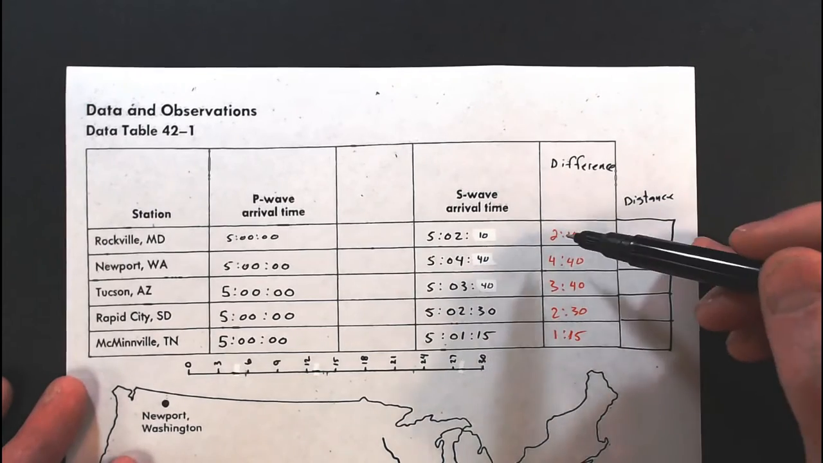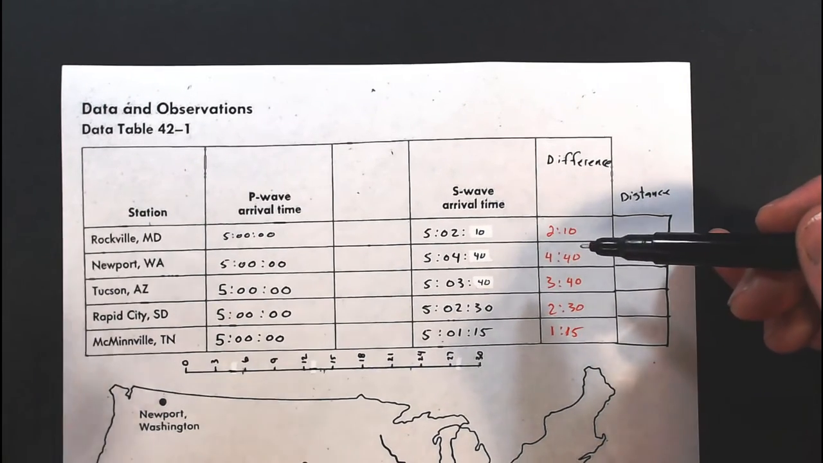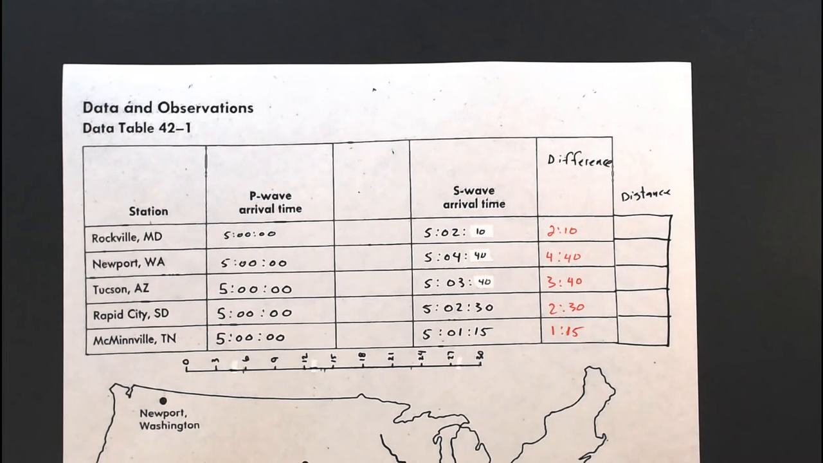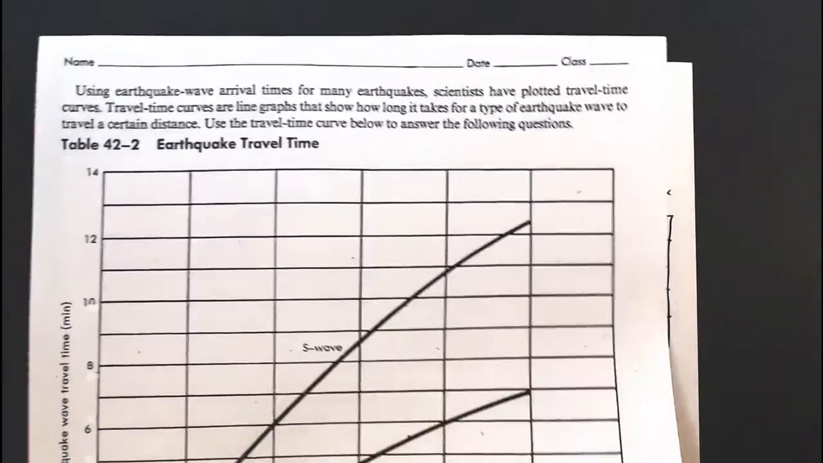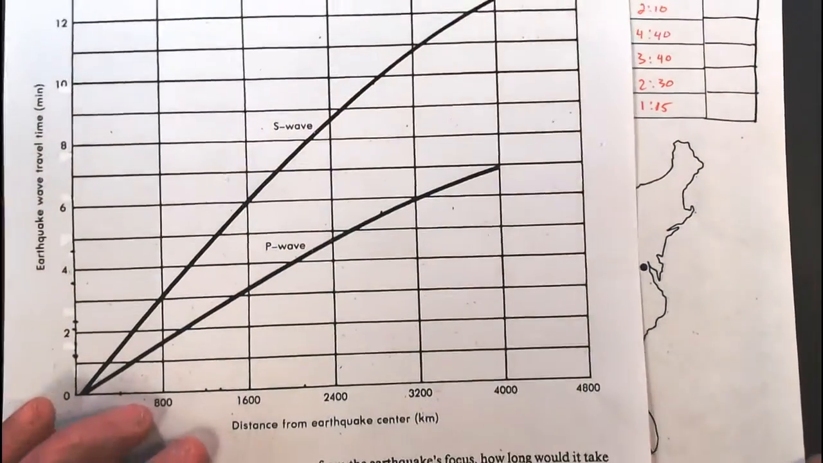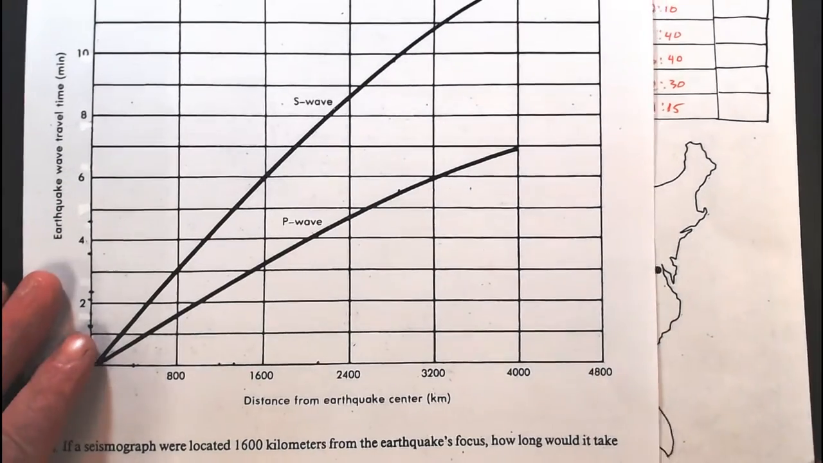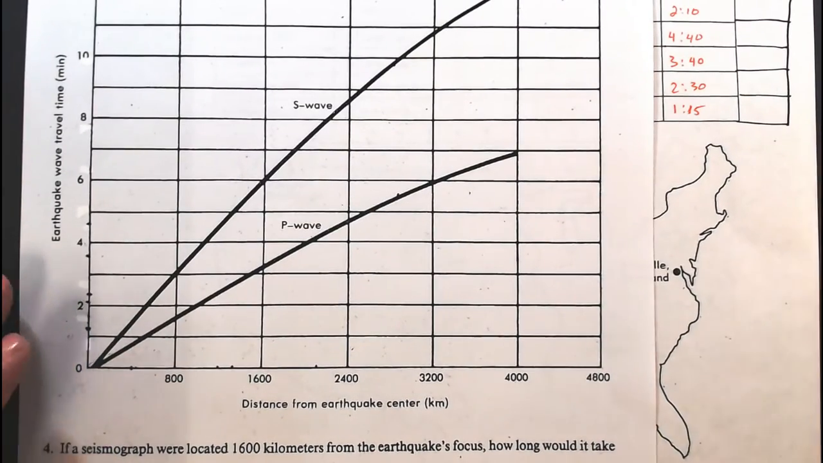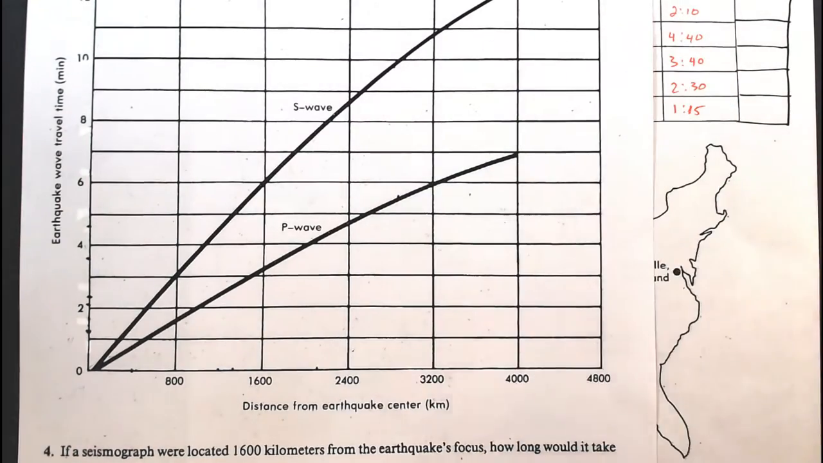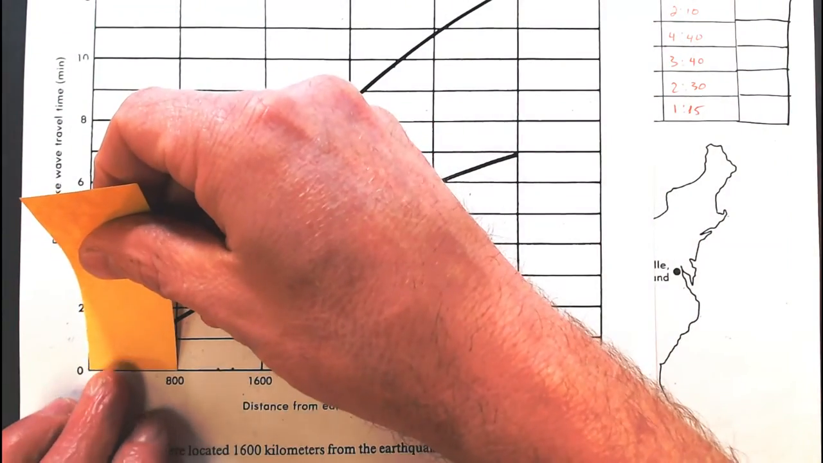Okay, so now that we have these times, what we want to do now is actually look at what the distances are. This is where we are going to bring in this graph right here, if you remember. Okay, so I'm going to put this just right off to the side. I'm going to bring this up here. So we know what the difference is in time. So this first one is 2 minutes and 10 seconds. So what I'm going to do is take a piece of paper here and mark it right here.